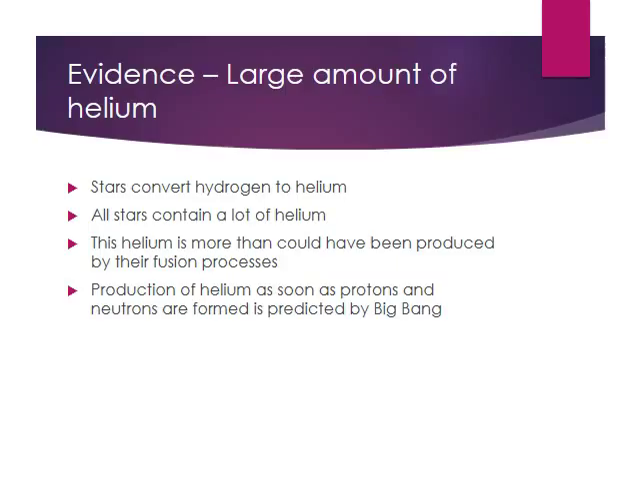Okay, further evidence is the large amount of helium. The way that stars work, their energy is given off by the conversion of hydrogen to helium through nuclear fusion. All stars contain a lot of helium. This helium is more than could have been produced by their fusion processes. So the production of helium as soon as protons and neutrons are formed is predicted by the Big Bang.